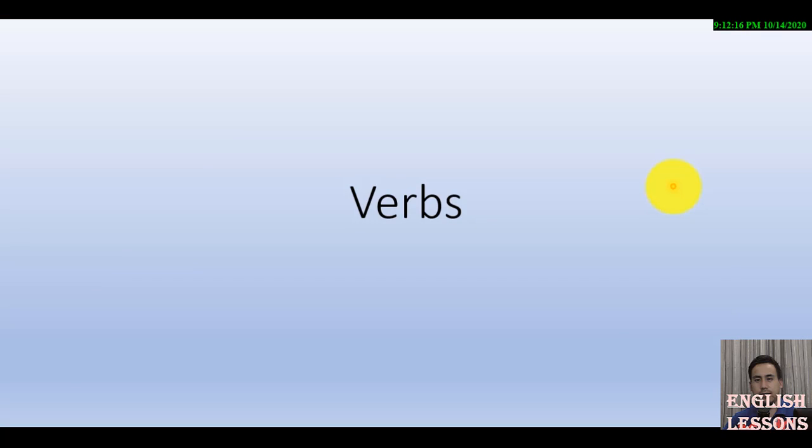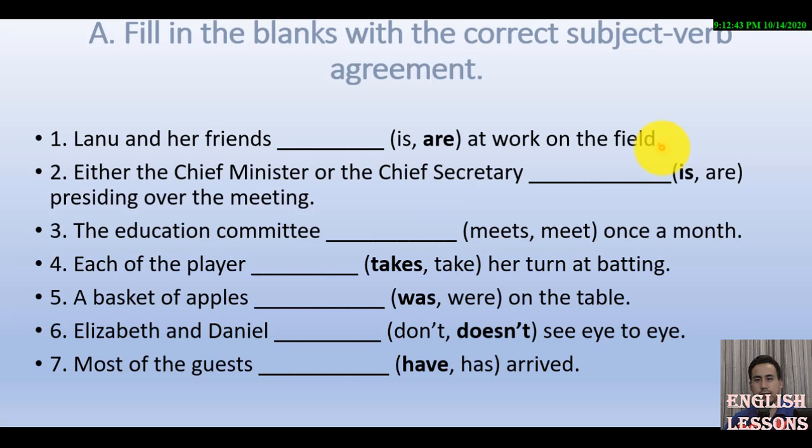Verbs are words that refer to an action, happening or state of being. So basically, action, that's the most important thing. For beginners, in simple terms, verbs refer to an action, happening or state of being. Let's look at this first exercise. Lanu and her friends dash at work on the field. Now I've bolded all the correct answers so that I can talk more about it.